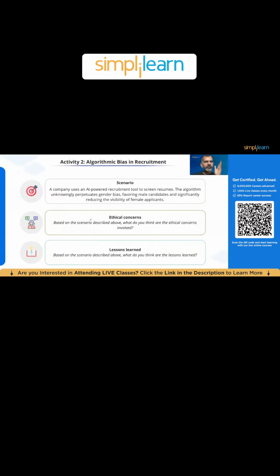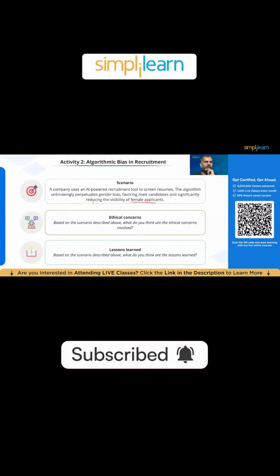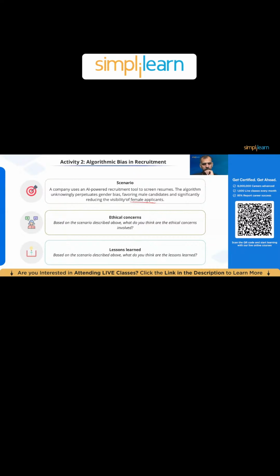Let us talk about a second scenario. There is a second activity which is given to us. Let's suppose a company uses an AI-powered recruitment tool to screen resumes. I think this is the same which I've discussed. The algorithm unknowingly perpetuates gender bias, favoring male candidates and significantly reducing the visibility of female applicants. What are the ethical concerns over here, guys? Fairness is one. Fairness, or you can say bias and discrimination. Lack of transparency is also here. Data uses, you know.